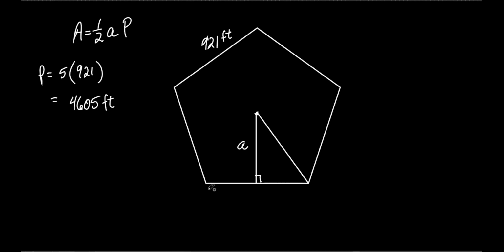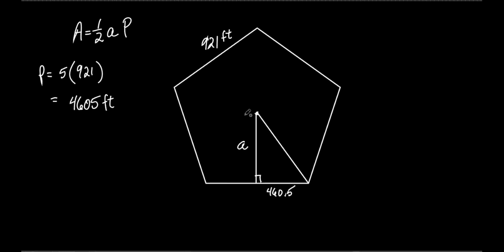If this is not a regular polygon, then it would not be half. But since it's regular, that apothem does hit it at its midpoint. So half of 921. This is kind of weird because the number kind of looks the same as this. I don't know if that is on purpose or what. But it's 460.5. Right, that's half of 921. All right, so that's that length right there.